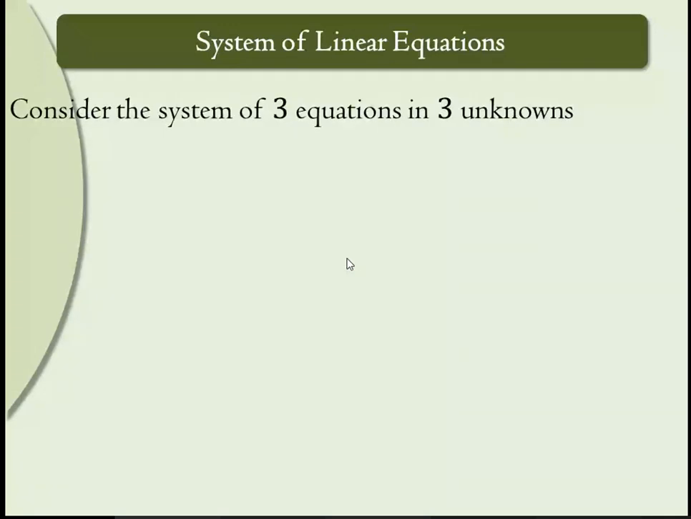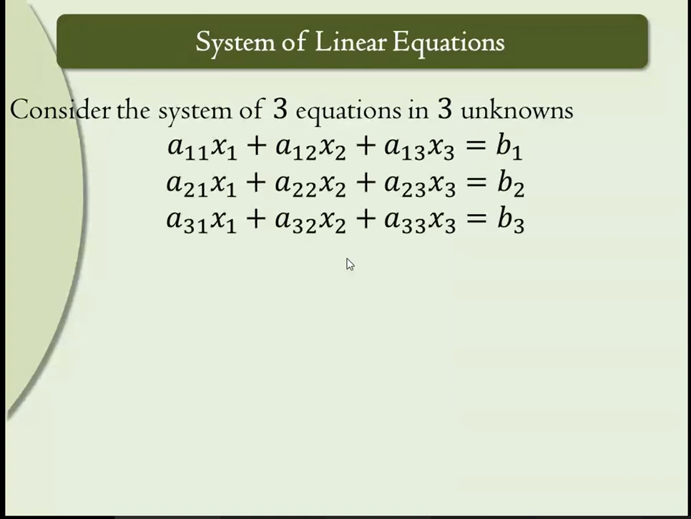If you have a number of equations, suppose 3 equations in 3 unknowns, then that set of equations is generally denoted by a11 x1 plus a12 x2 plus a13 x3 equal to b1, a21 x1 plus a22 x2 plus a23 x3 equal to b2, and a31 x1 plus a32 x2 plus a33 x3 equal to b3. If you have 3 equations in 3 unknowns, and the power of each term is 1, it is called a linear equation.